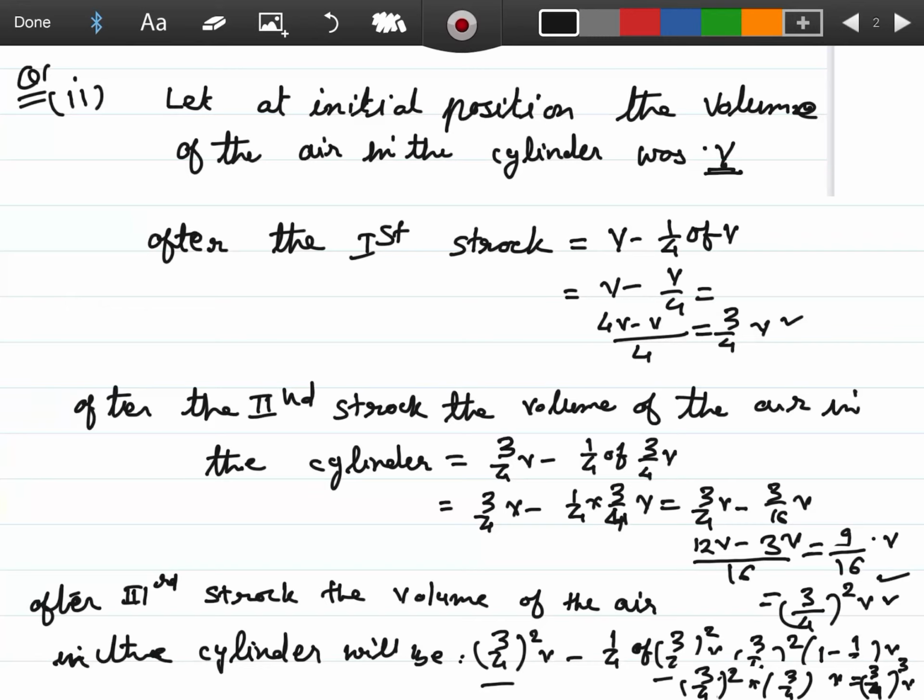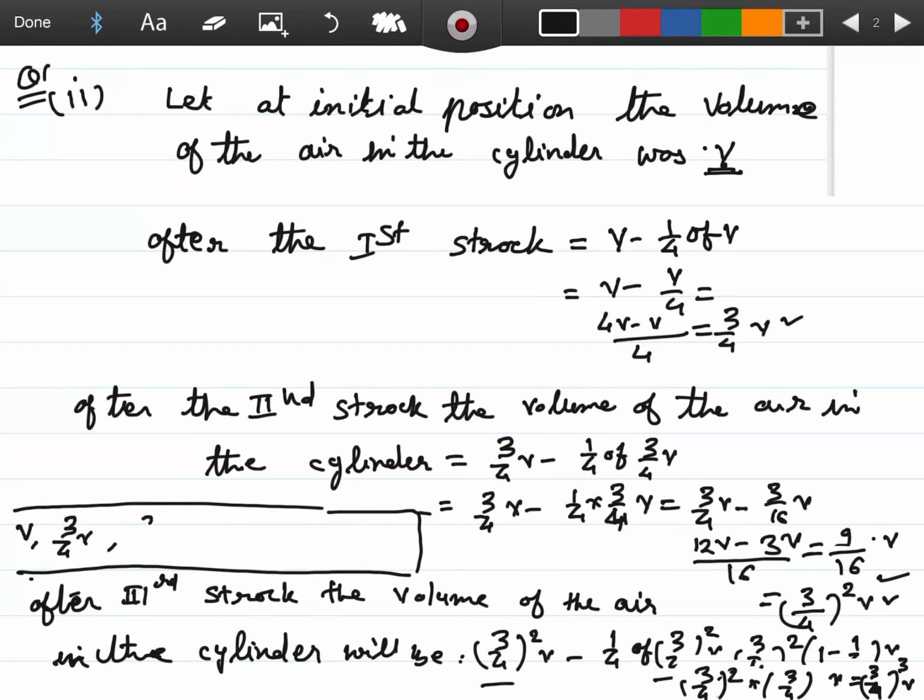So what sequence are we getting here? You can see the sequence which we are getting here. Initially the volume was V. After that it became 3/4 V. Then it became 3/4 square V. Then it became 3/4 cube V, and so on. After that 3/4 to the power 4 V, and in this way the sequence will be continued.